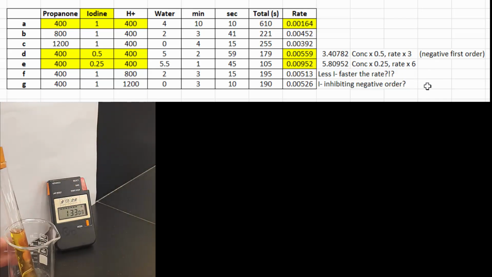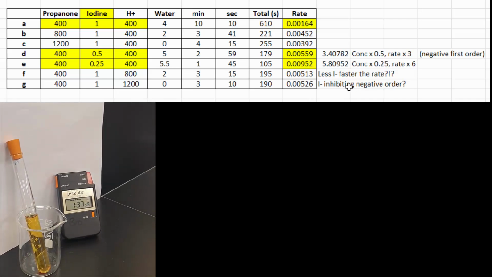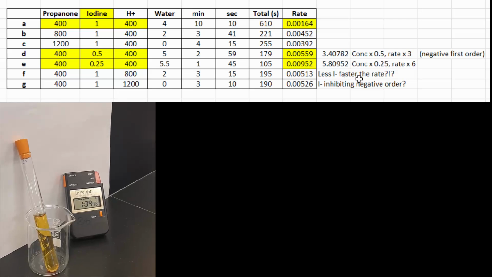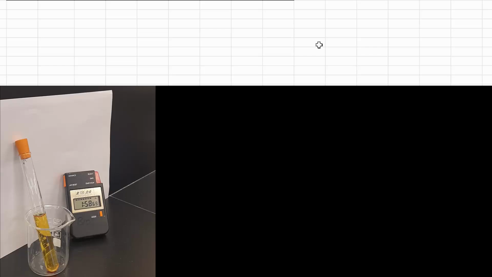And these don't have to be integers. They can actually be 1.5s and 1.6 negatives. And so this one looks like an inhibitor. Very strange. We'll go to the published results in a second. And then the propanone, you keep everything else the same. So you double it or triple it, and you're getting the rate double, and the rate close to a triple, so it looks like a first order. And so that one's fine.